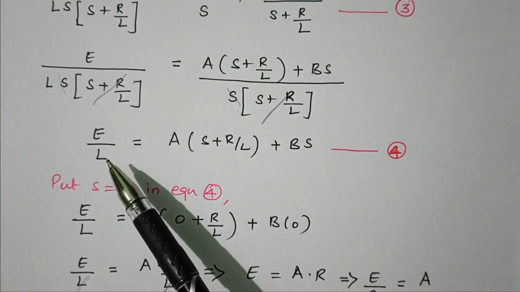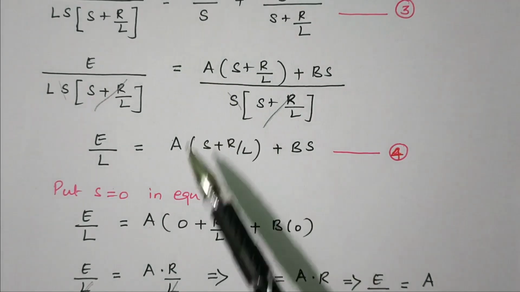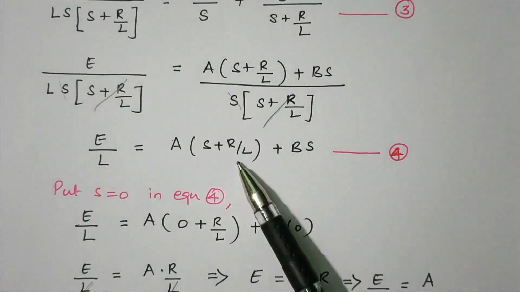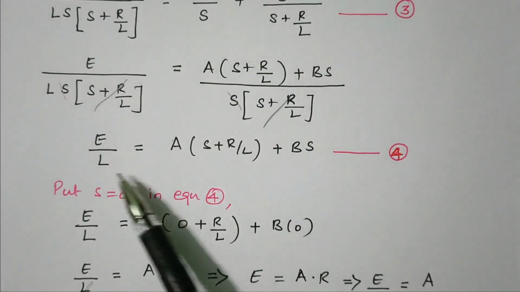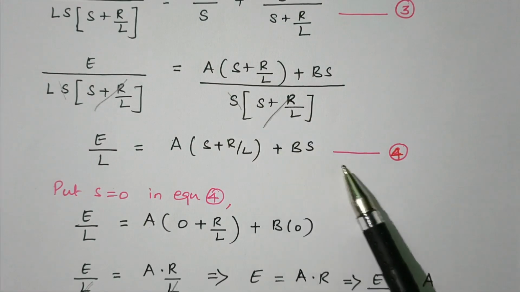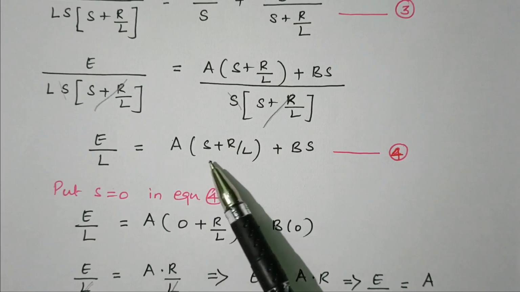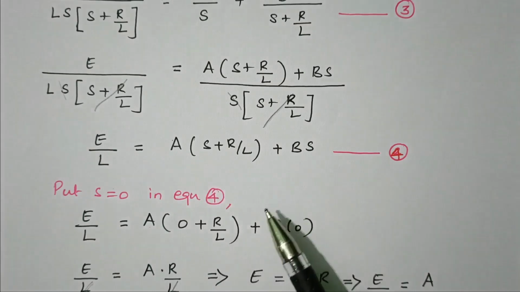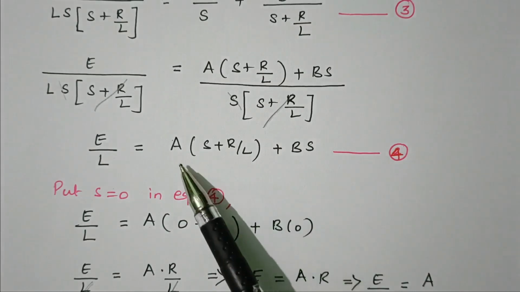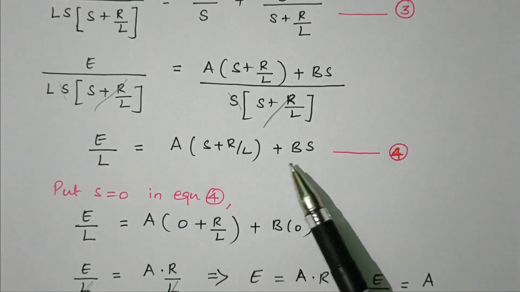E by L equals A into s plus R by L plus B s. This denominator term is cancelled. This is equation number 4. E by L equals A of s plus R by L plus B s. Now the next step is we need to find the values of A and B. Then only can we go for the inverse Laplace transform.